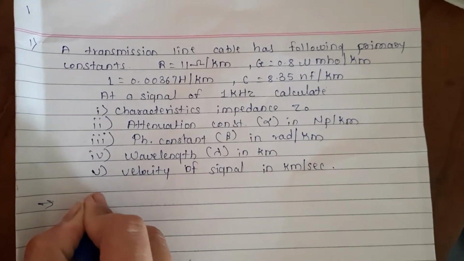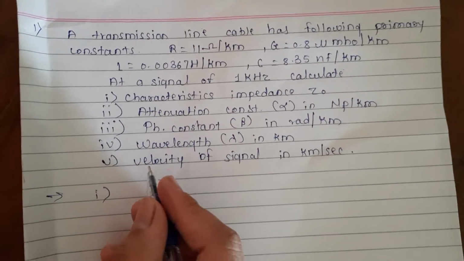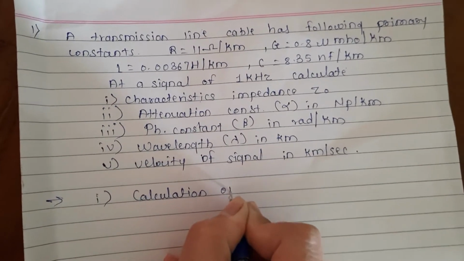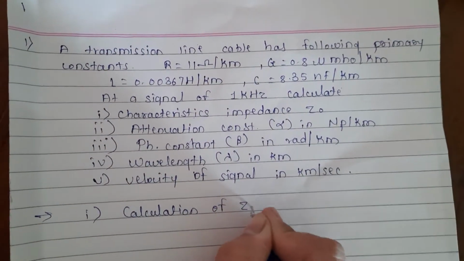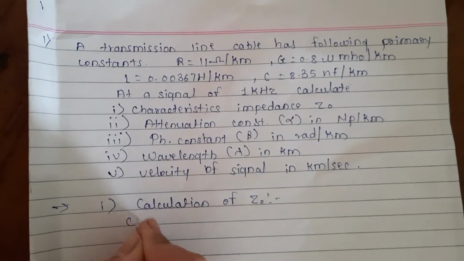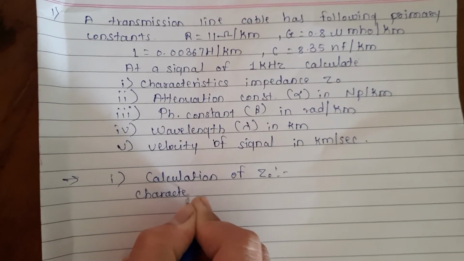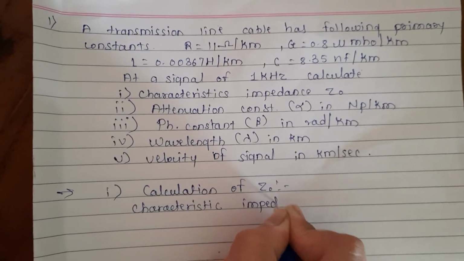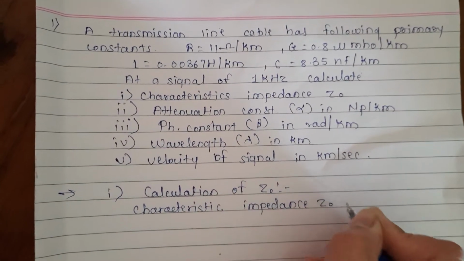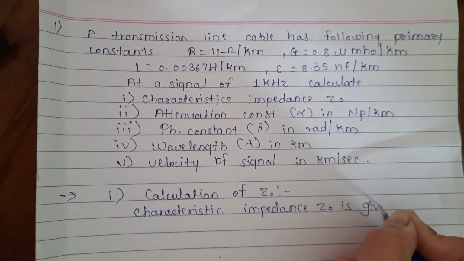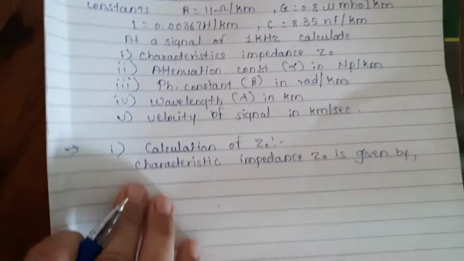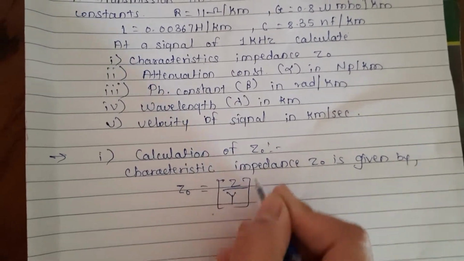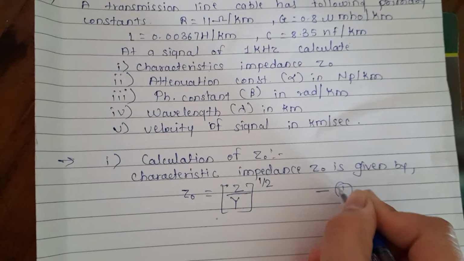So first is calculation of Z0, that is impedance. Characteristic impedance Z0 is given by Z0 is equal to (Z by Y) raised to half. So this is equation 1.